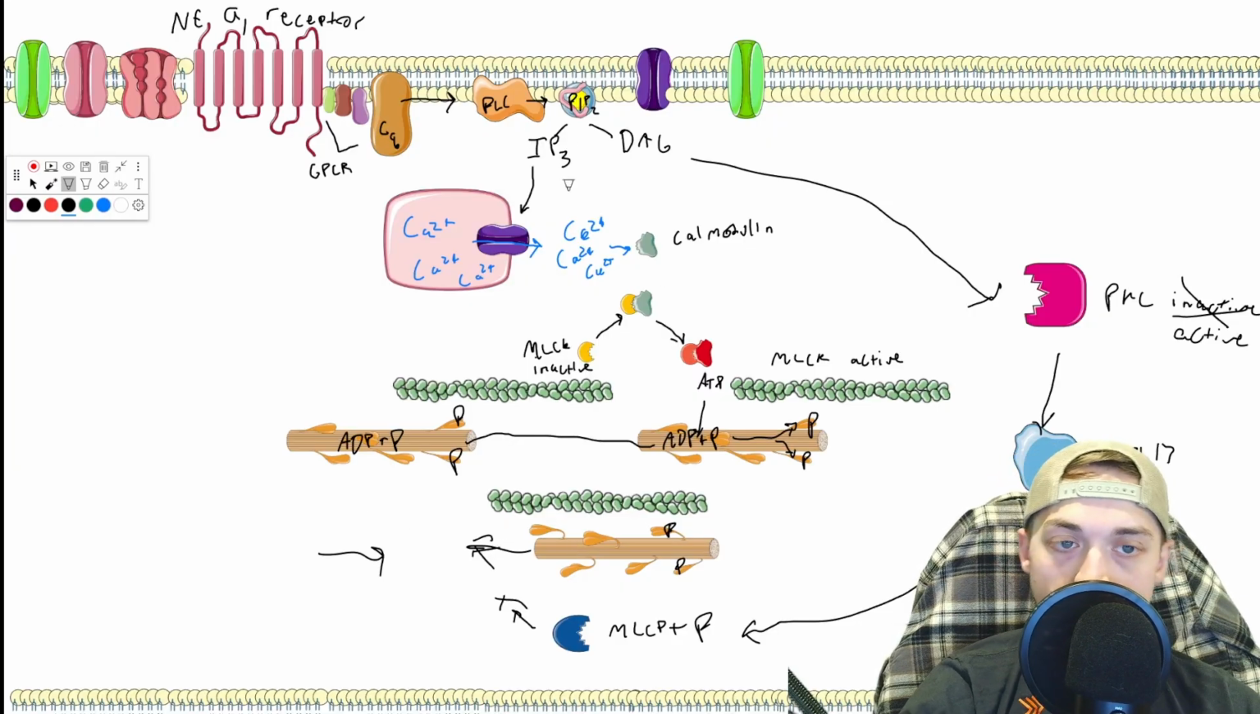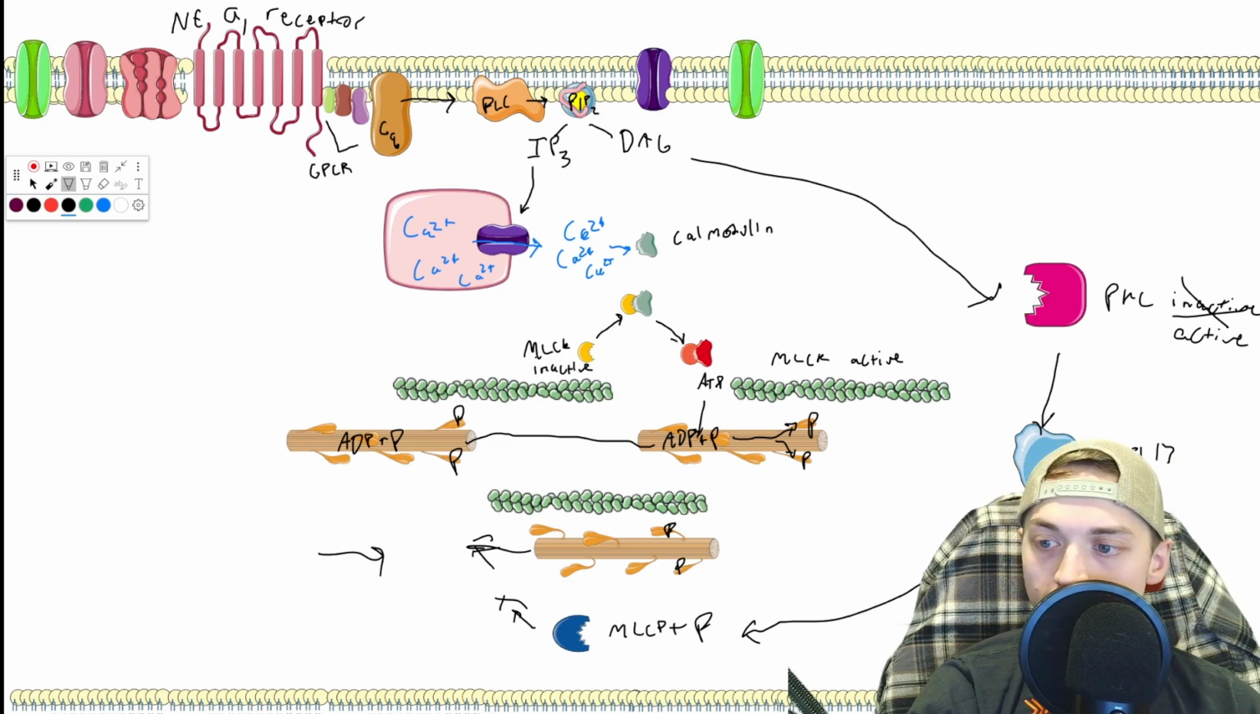And at the same time, our PIP2 breaks down into diacylglycerol, or DAG, which activates protein kinase C over here, which is going to phosphorylate CPI-17, that protein we talked about. And the CPI-17 is going to come down here and attach a phosphate to myosin light chain phosphatase and turn it off, preventing this contraction from being broken down. Does that make sense? Well, I certainly hope so.